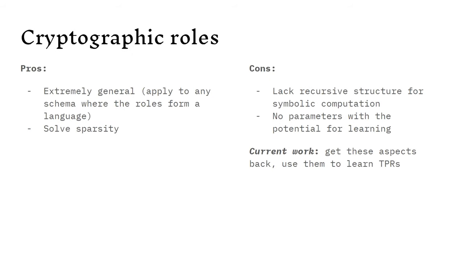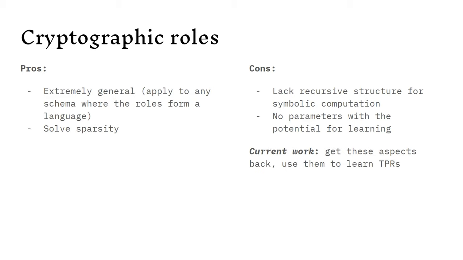So cryptographic roles have some pros for sure. I've certainly been gassing them up. They're extremely general. They can apply to any schema where the roles form a language. That is, the roles can be described as a set of strings in any way. You then just have to translate that string into a bit string and run that through a hash function, and any role schema you want, it can do. And they also solve sparsity, which is not a trivial thing in this case.